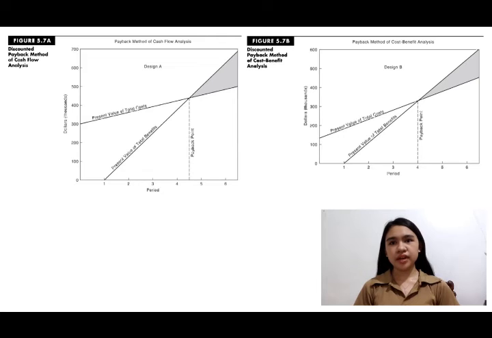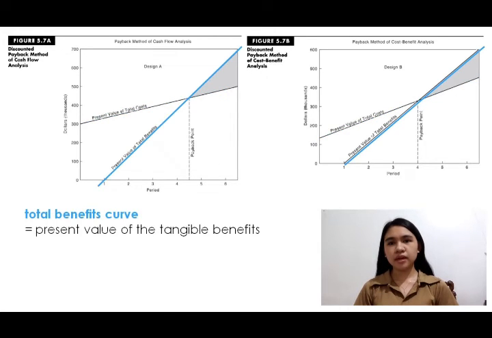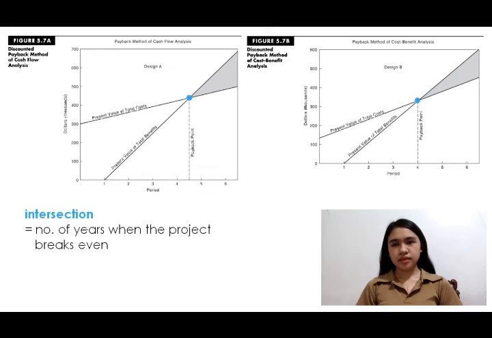Figure 5.7a and 5.7b illustrates this approach using the data from the previous example. The total cost curve consists of the one-time costs plus the present value of the recurring costs over the life of the project. The total benefits curve is the present value of the tangible benefits. The intersection of these lines represents the number of years into the future when the project breaks even or pays for itself.